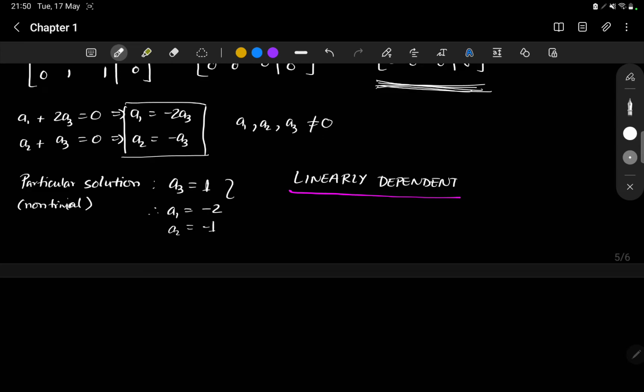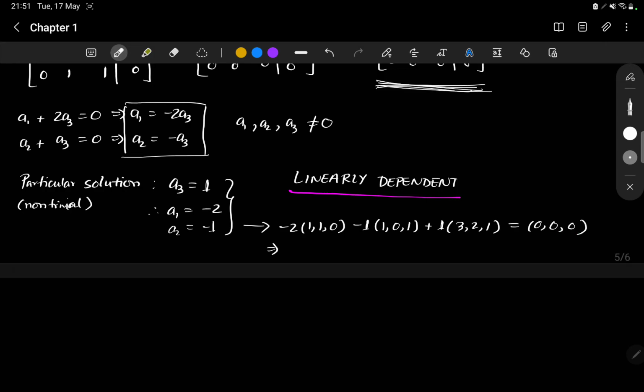So from the solution what we can write is that minus 2 times the first vector, the first vector that we had is 1, 1, 0, minus 1 times the second vector 1, 0, 1, plus 1 times the third vector is equal to the null vector.